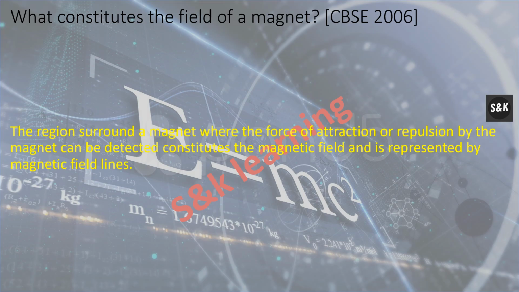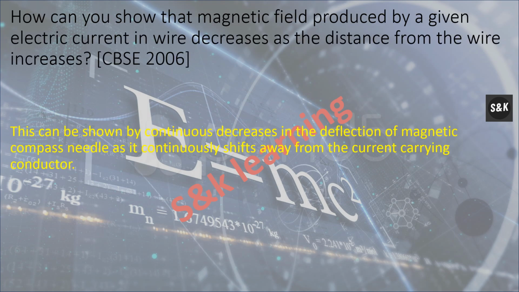What constitutes the field of a magnet? The region surrounding a magnet where the force of attraction or repulsion by the magnet can be detected constitutes the magnetic field, and it is represented by magnetic field lines. How can you show that the magnetic field produced by a given electric current in a wire decreases as the distance from the wire increases? This can be shown by the continuous decrease in the deflection of a magnetic compass needle as it continuously shifts away from the current carrying conductor.